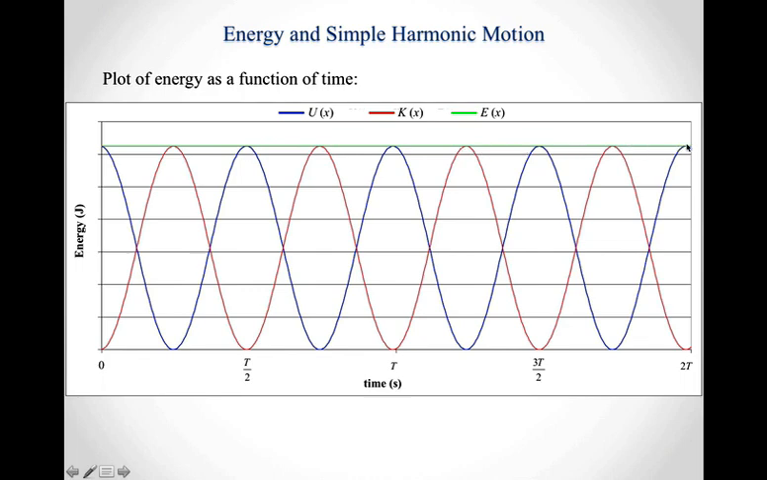Right? So as long as we have an ideal spring oscillating back and forth on a frictionless horizontal surface, it will do that forever because there's not any way for the energy to be lost, and so it always remains the same.